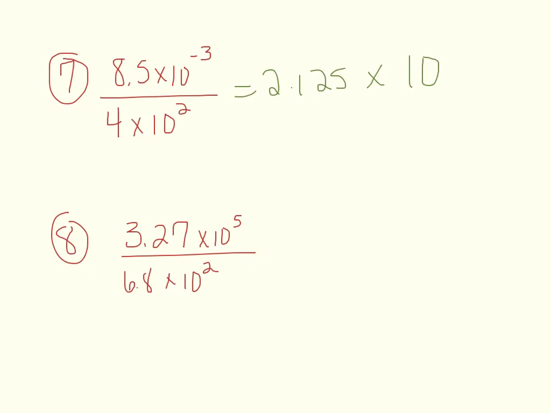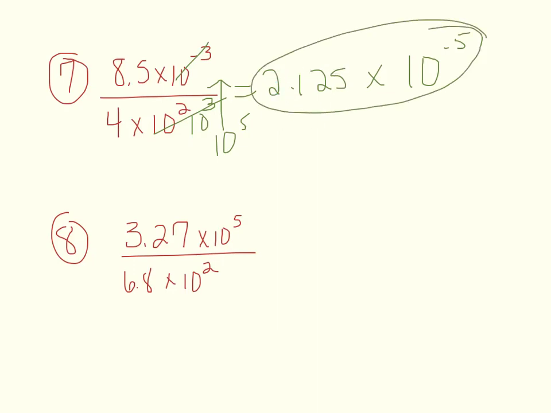Okay, so I have 10 to the negative third over 10 to the second. So if I move my 10 down, okay, I'm going to get 10 to the fifth. But in scientific notation, I can't leave that in the denominator. So I need to move it back up to the numerator. And whenever you move something from the denominator to the numerator or vice versa, you change the sign. So this is going to be 10 to the negative fifth. Okay. Make sure it's in scientific notation. Okay, so that looks good. That's under 10. So we're done. Okay. All right, next one.